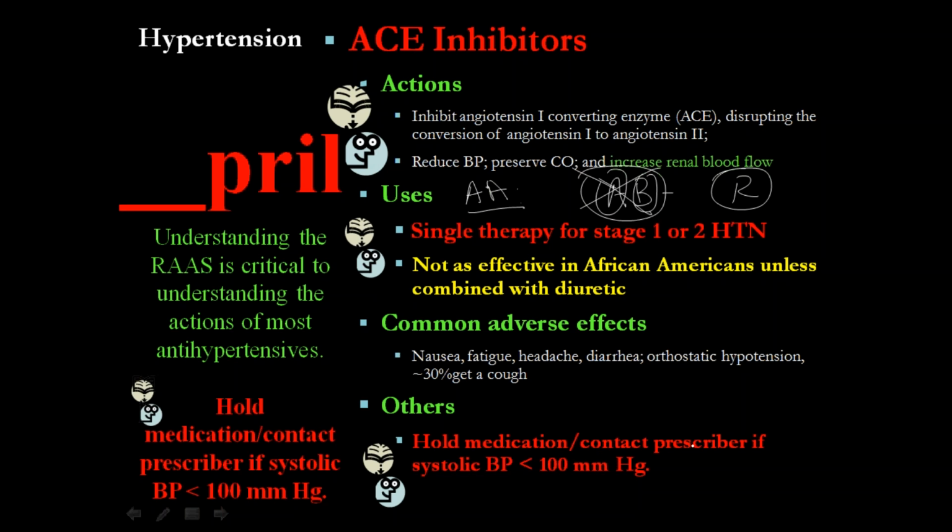Okay, so it's not effective in African Americans. You need to hold the prescription if the blood pressure is less than 100. This 100 is a number that is repeated many times. So when your systolic pressure is less than 100 and you give a medication, you need to observe the patient.